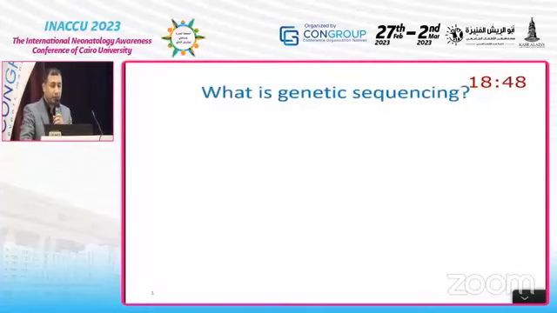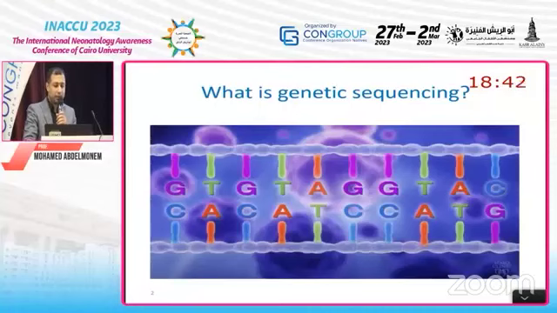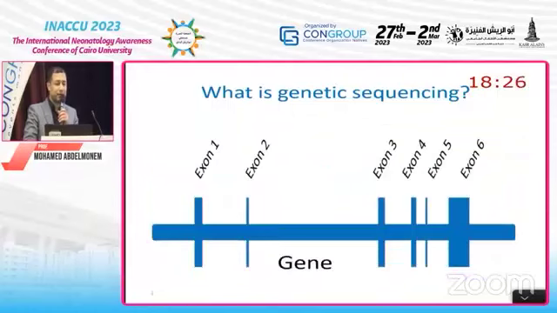What is genetic sequencing? If we can remember, we have the nucleotide bases in our DNA, which are adenine, thymine, cytosine, and guanine. They form the basic structure of our DNA, and thousands of these bases together can form genes. Each gene has multiple exons and multiple introns. The exons are the coding part that codes for proteins, and the introns are usually the silent parts. They do not code for proteins.